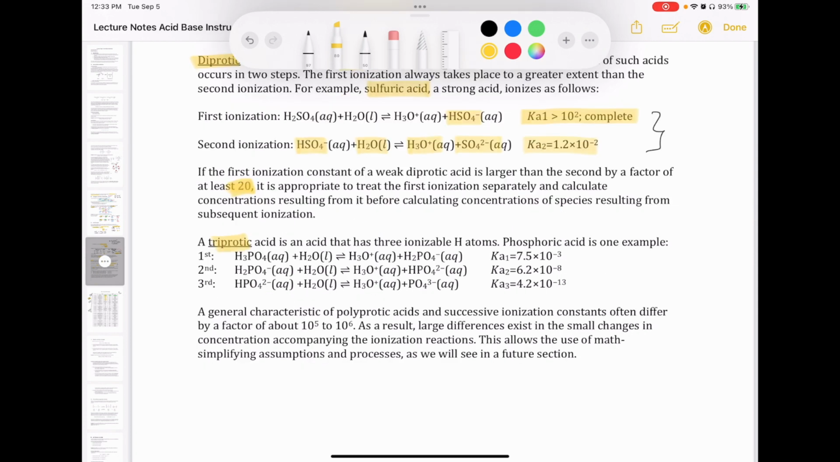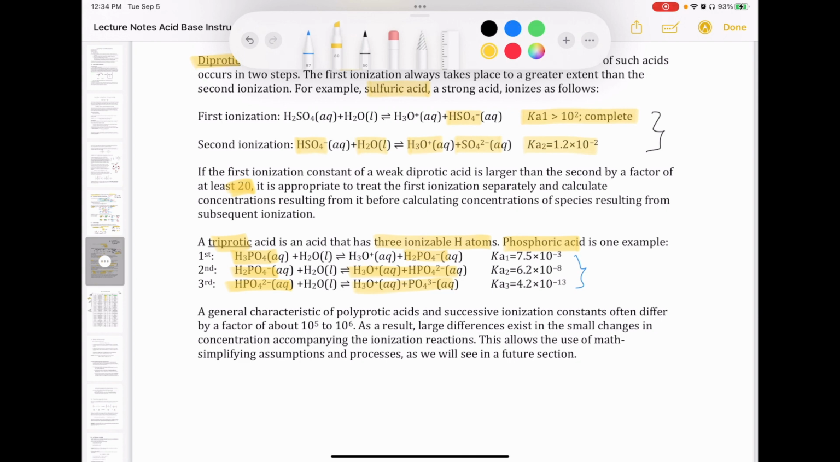Now, a triprotic acid would be an acid that has 3 ionizable protons, and so phosphoric acid is an example of that. Here's the first ionization forming that product as the conjugate base, and then that ion, which is the dihydrogen phosphate ion, can itself react with water and produce a second proton, forming that monohydrogen phosphate ion, and then that monohydrogen phosphate ion can then do another dissociation. You see here the Ka values are progressively getting smaller and smaller, which again means that there's fewer and fewer protons being produced as you go to the later dissociation step.